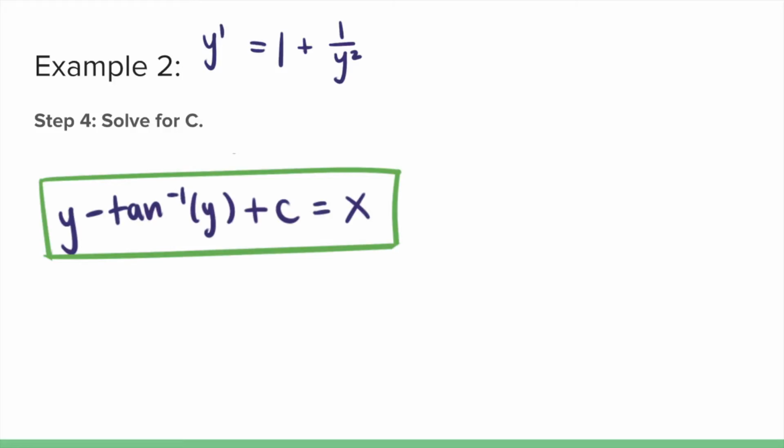This is possibly because there were a grand total of no initial conditions. We actually can't find c here. Because we have no way to solve for c, we leave the answer with a constant of integration. The final answer we get is y minus arctan y plus c equals x.